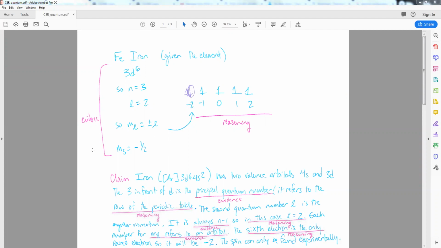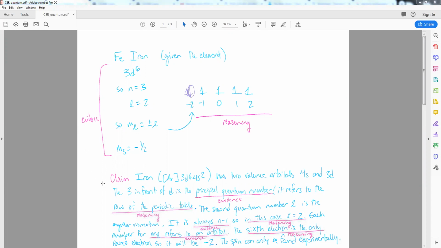Now, the tricky bit about m sub s is that there's really no way to know other than my 6th electron is down, right? So that's going to be a -1/2. But in reality, you would actually have to conduct an experiment to be able to know whether that electron was +1/2 or -1/2. So here's a quick recap of both my reasoning and my evidence associated with my claim.